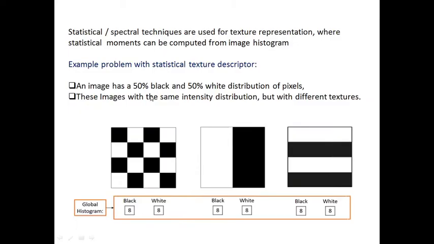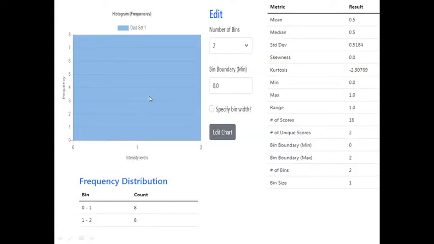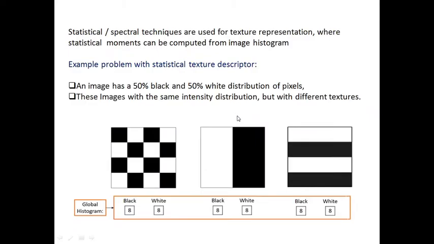The above three images have the same gray levels or intensity levels. That means the same intensity distribution, but a different arrangement in their texture, yet they produce the same histogram. Because of having the same histogram, I cannot use it for image texture analysis. I cannot perform the image texture analysis perfectly.